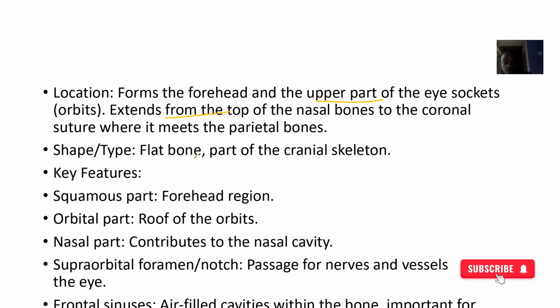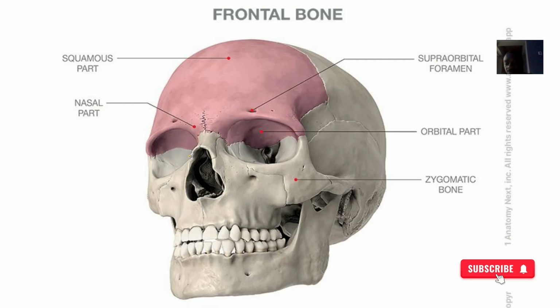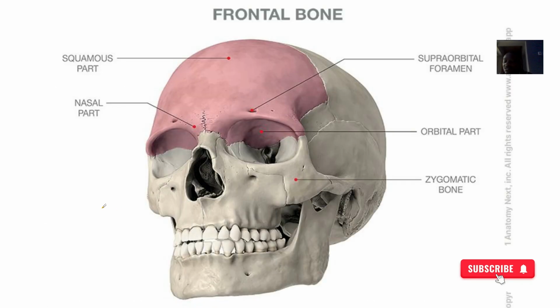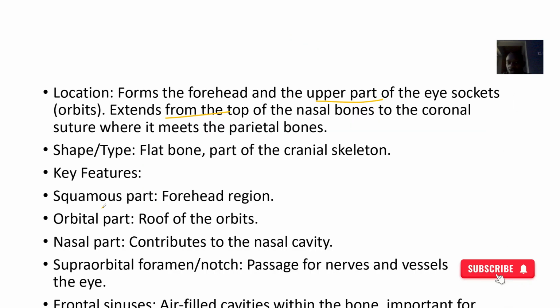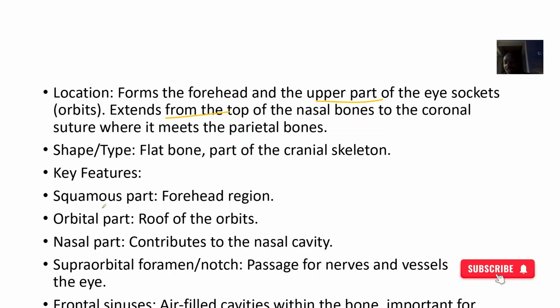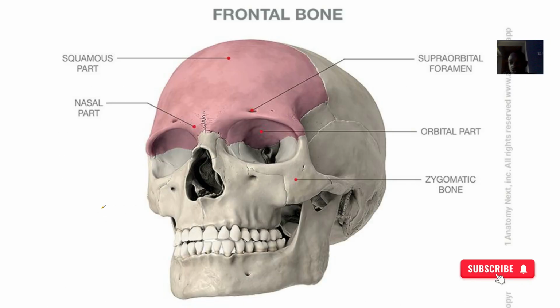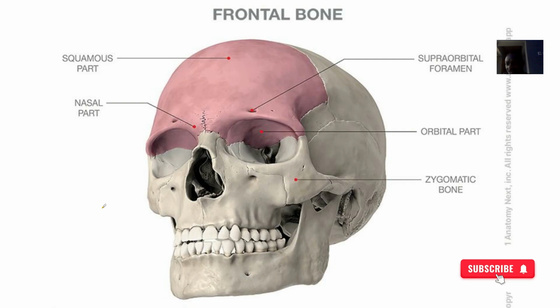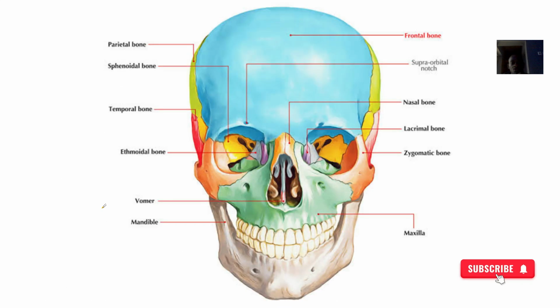So the shape is a flat bone, and it is part of the cranial skeleton. So key features, we have the squamous part, just like I was saying. We have the orbital part, which forms the roof of the orbit. We have the nasal part, which contributes to the nasal cavity. We have the supraorbital part, and the frontal sinuses. Okay, this is the frontal bone that we've been talking about.